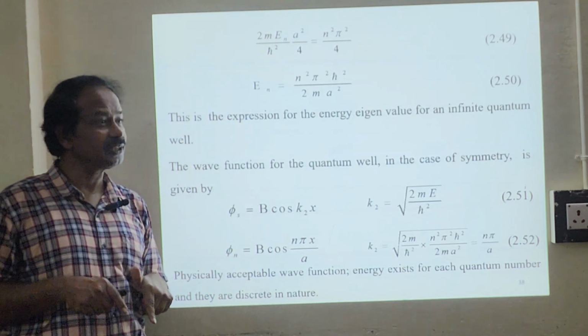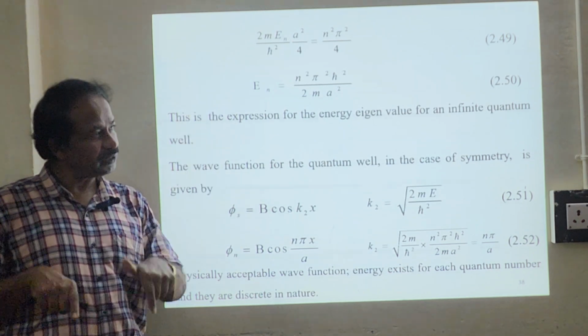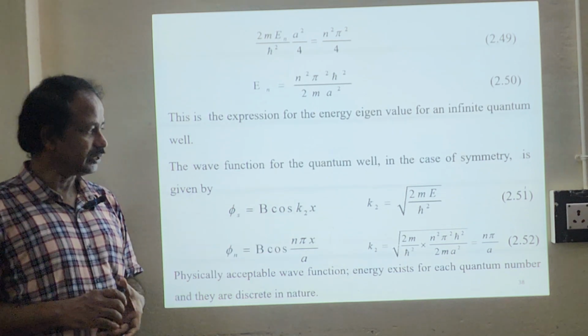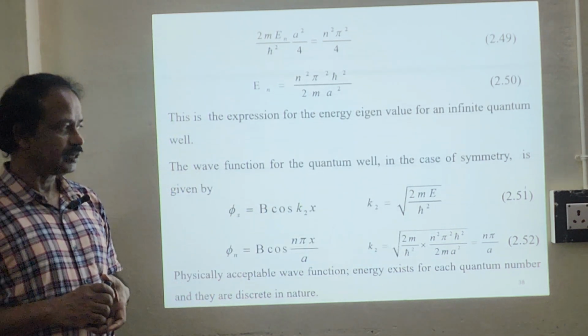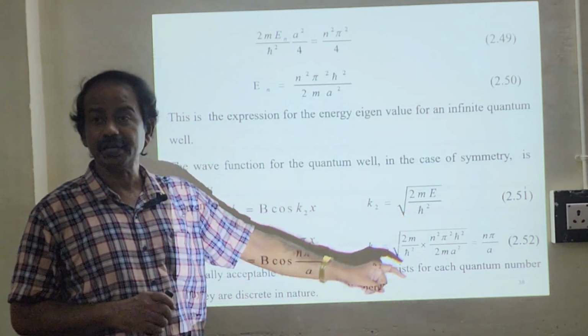So energy is over now. Our concentration is to find out the wave function now. We have finished the energy E. Now, the wave function for the symmetric solution is b cos k2x, where k2 equals root of 2mE by h bar squared. And of course k2 we can write as n pi by a.